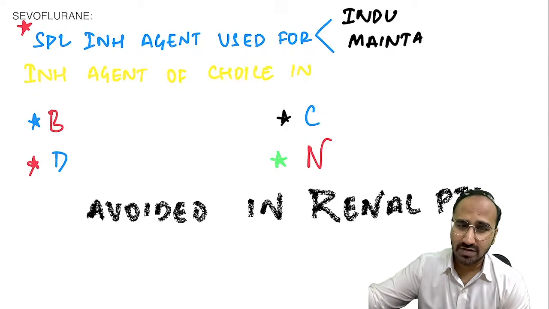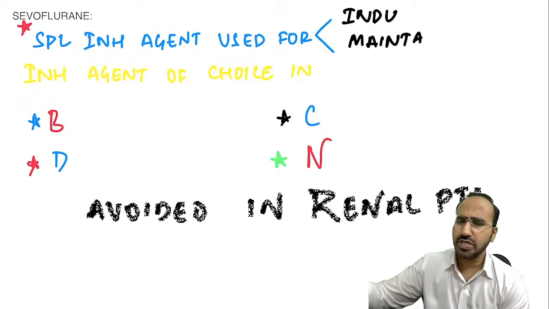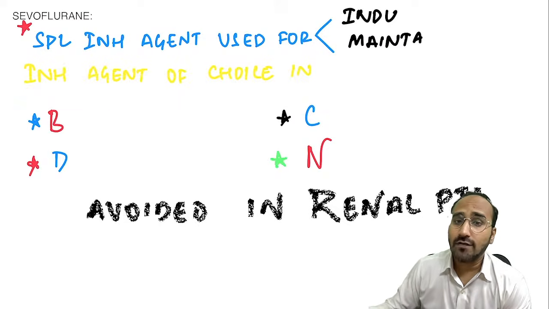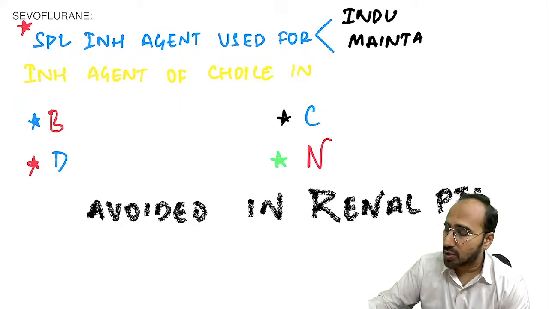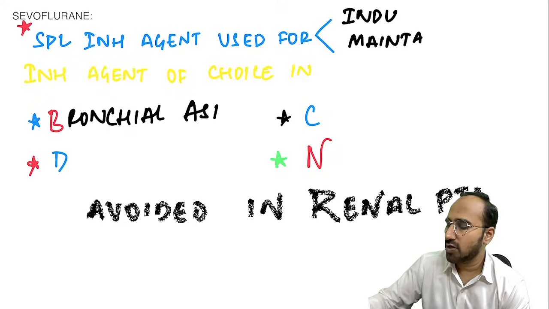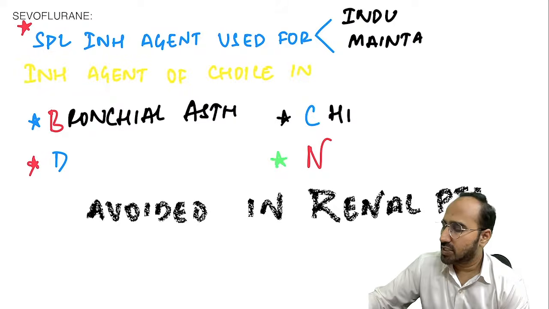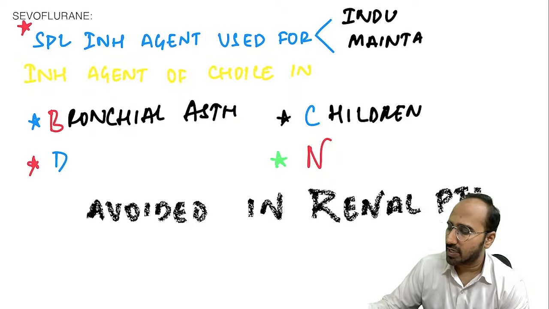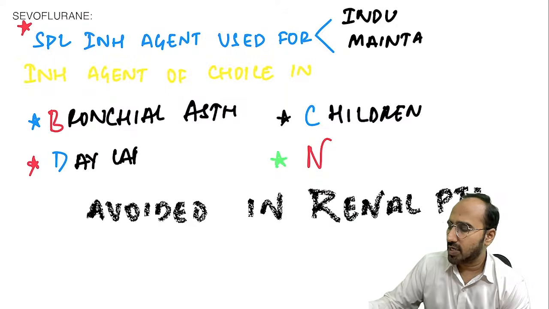It doesn't mean that sevo is just used for children. We can use sevo for adults also. Sevoflurane is the inhalational agent of choice for bronchial asthma. In children, you can use sevoflurane. Why? Because it has a sweet odor. In daycare surgery, you can use sevoflurane.